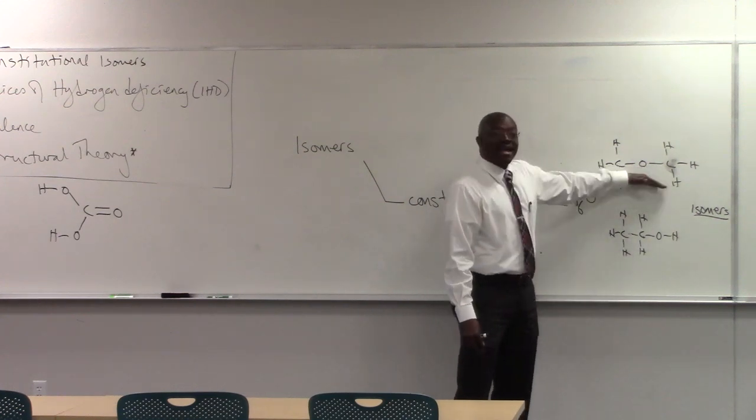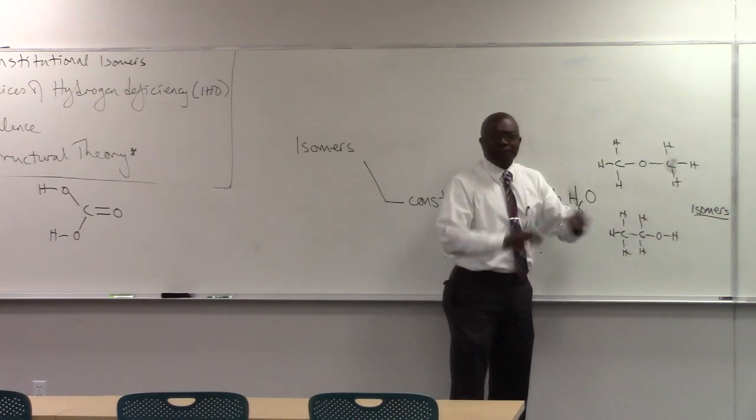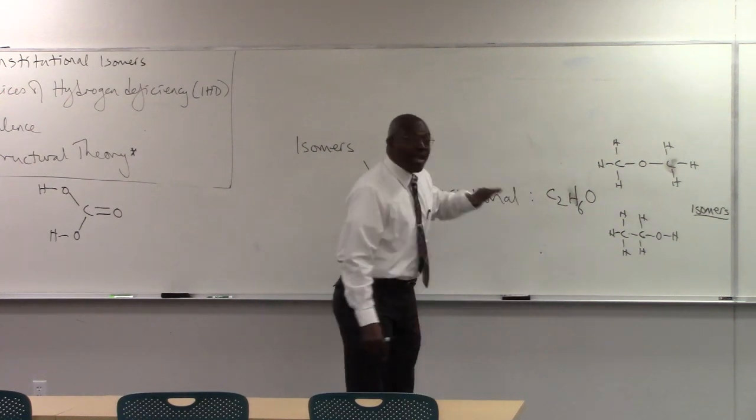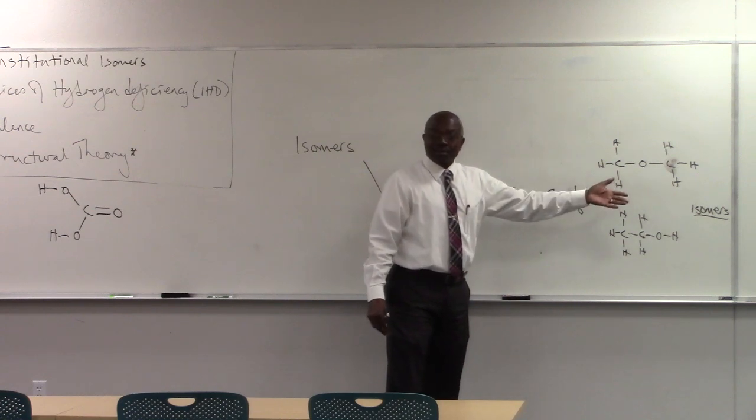This is a colorless gas, this is a colorless liquid. This dissolves in water, this one does not. So they're very different compounds. These are different compounds, but they share the same molecular formula. So these are called isomers.